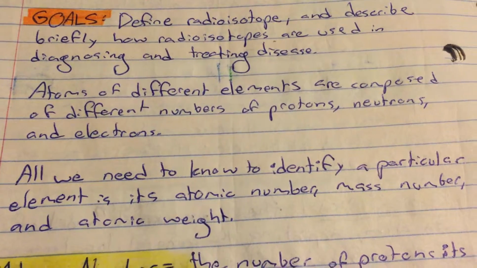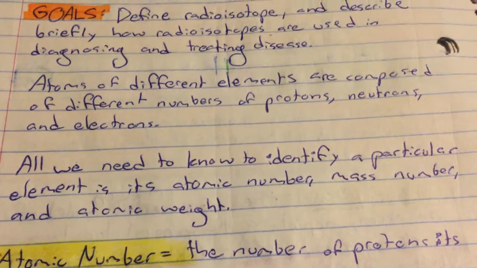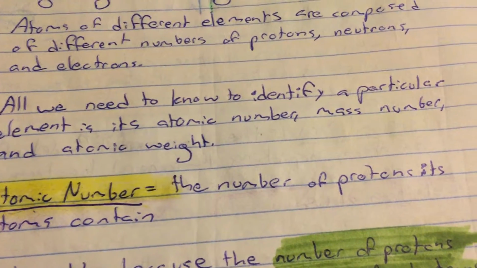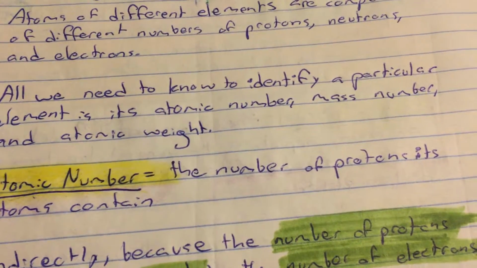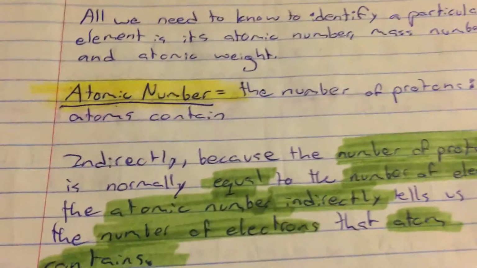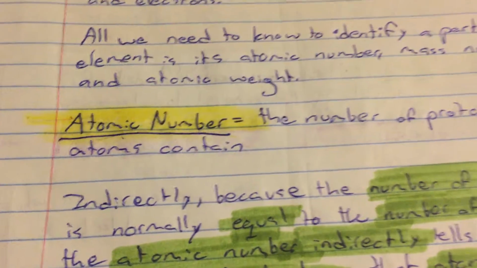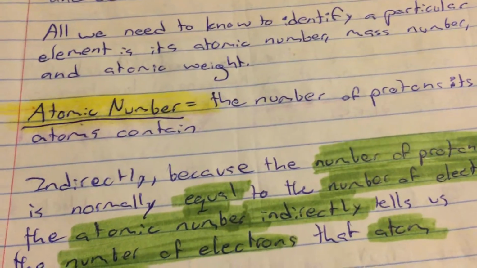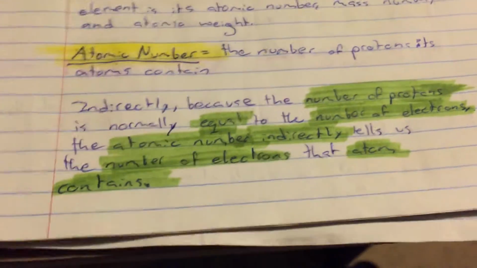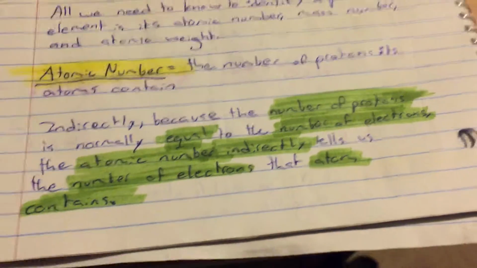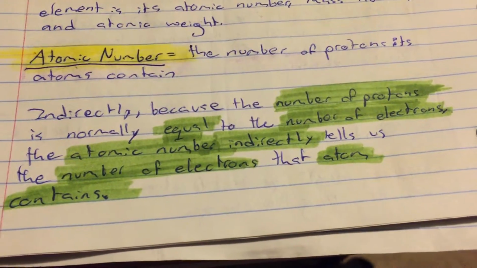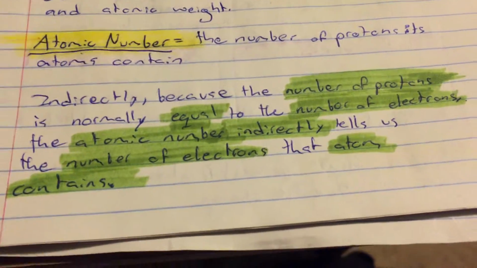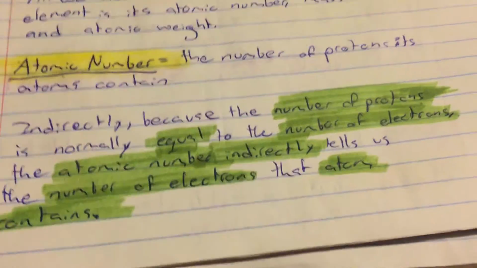Atoms of different elements are composed of different numbers of protons, neutrons, and electrons. All we need to know to identify a particular element is its atomic number, mass number, and atomic weight. The atomic number is the number of protons its atoms contain. Indirectly, because the number of protons is normally equal to the number of electrons, the atomic number is also telling us the number of electrons that an atom contains.